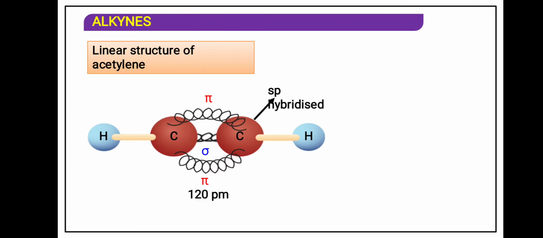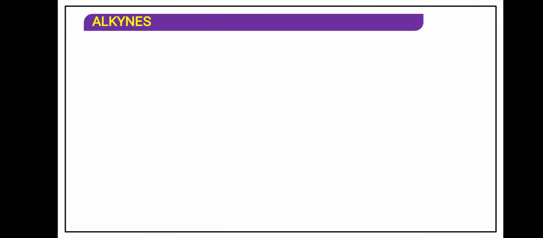sp hybridized carbon atom. The bond angle from hydrogen to carbon is 180. That is why the structure is linear.